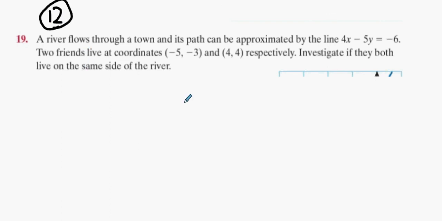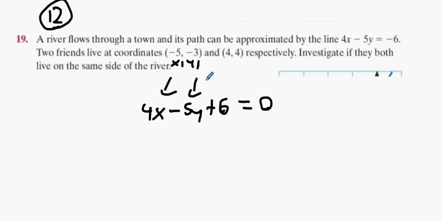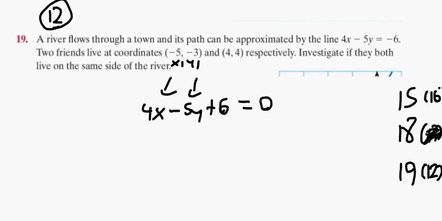What are you going to do? 4x minus 5y plus 6 equals 0. Substitute in the values for x and y. If they're both positive, they're on the same side of the river. If they're both negative, they're on the same side of the river. If one of them's positive and one of them's negative, they're on opposite sides. It's a rip-off of question 12. Okay? So 15, 18, and 19. Oh, sorry, 19 is a lot like question 12. And 15 is a lot like question 16. Right, let's move on.